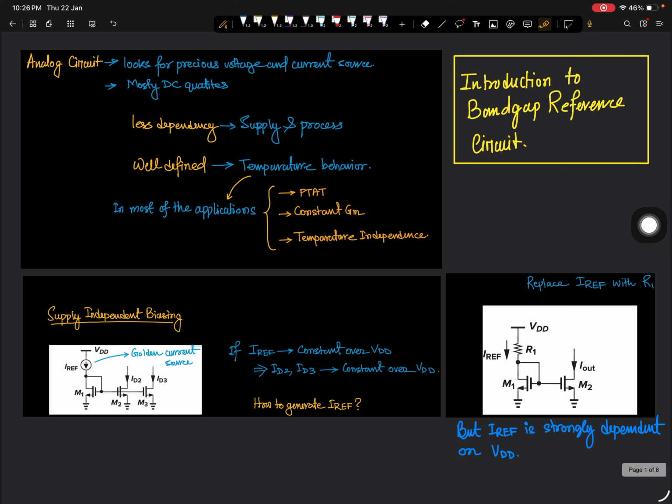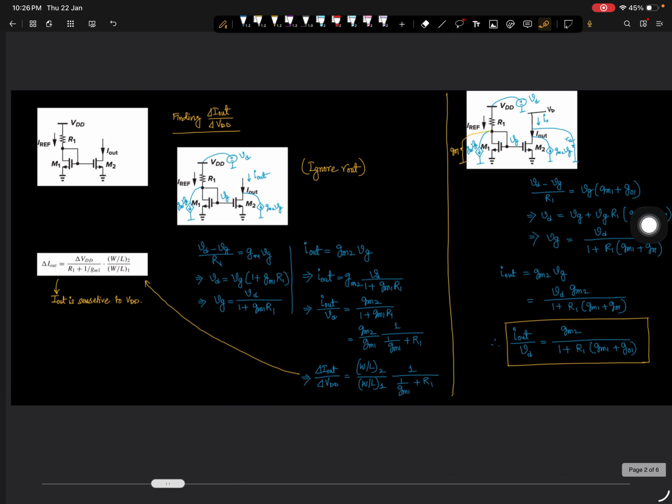Now the question is how we can generate this IREF. A simplistic solution could be R1, meaning if you replace this IREF by R1, then we can generate a current IREF. But is it supply independent? Of course not, because we are deriving this IREF from VDD itself with the help of this R1. It means this current IREF is strongly dependent on VDD.